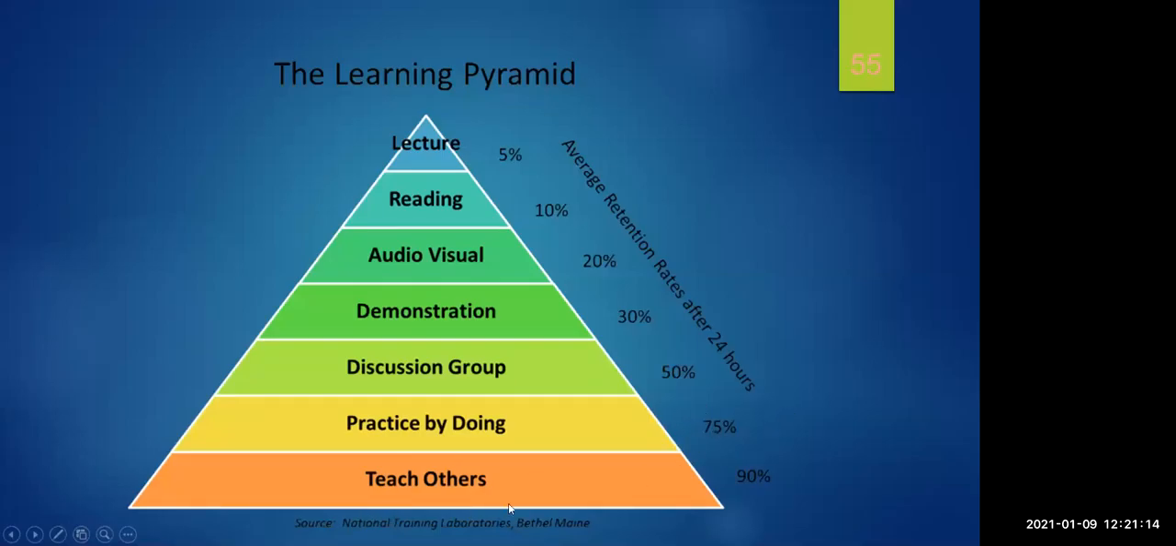When you start taking class, when you teach, if you go to the college and teach students, or if you go to a college and teach a group of teachers over there, 90% of the knowledge you'll remember. So that is what this learning pyramid says. So this is also the learning pyramid.